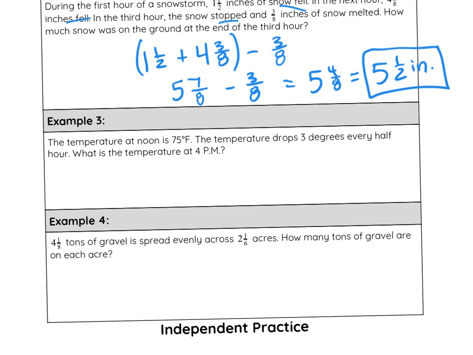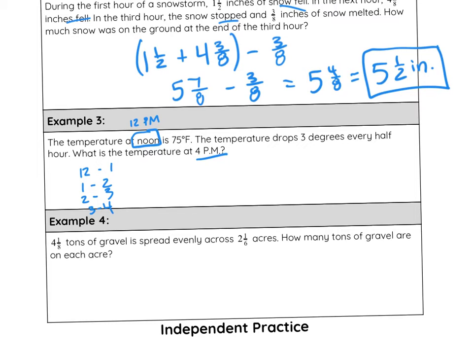Alright, example 3. The temperature at noon is 75 degrees. The temperature drops 3 degrees every half hour. What is the temperature at 4 p.m.? Okay, so at noon and then 4 p.m. First of all, you need to figure out how many hours are between noon and 4 p.m. So noon is 12. So you have 12 to 1, 1 to 2, 2 to 3, and 3 to 4. So you have 4 hours.